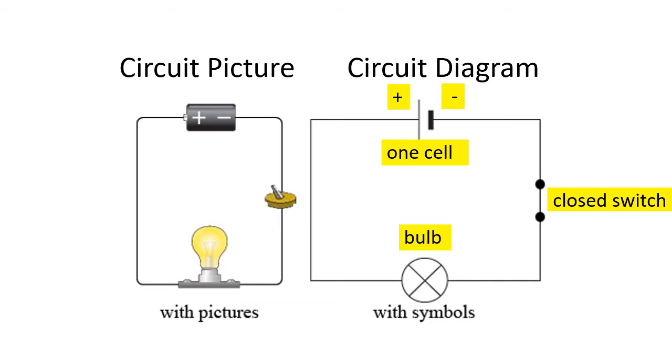So this circuit diagram does show a closed switch, a bulb, 1 cell. Okay, the long line, skinny line is positive or plus, and the short line but fat line shows negative. Okay, that's the minus symbol above it.